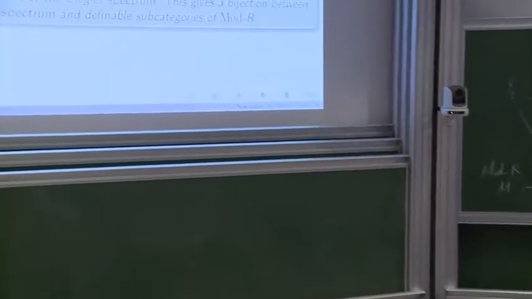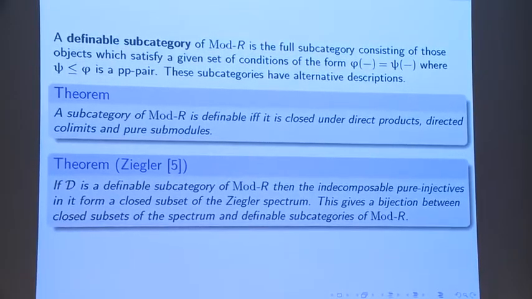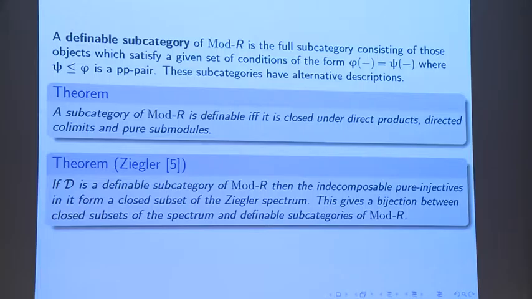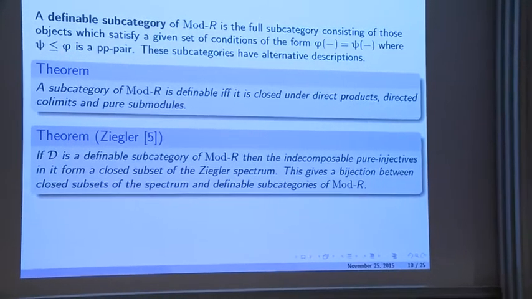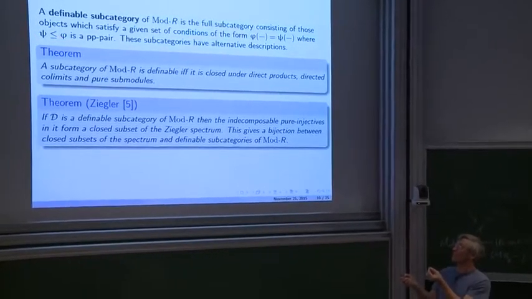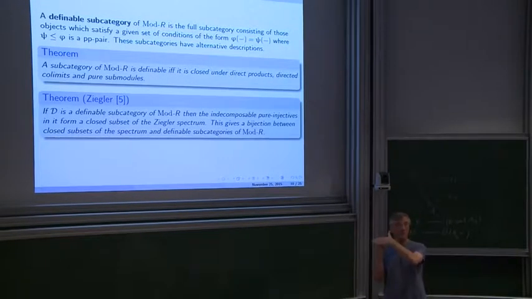So this is talking about what happens when you localize these functor categories, and what happens to the definable category on that side of the triangle. Suppose we take a definable subcategory of mod R. It's given by adding some extra conditions: take a PP pair, and add the condition that phi is less than or equal to psi. So you insist that this quotient be 0.